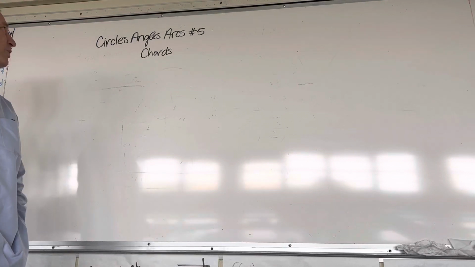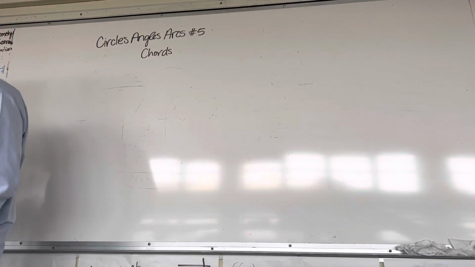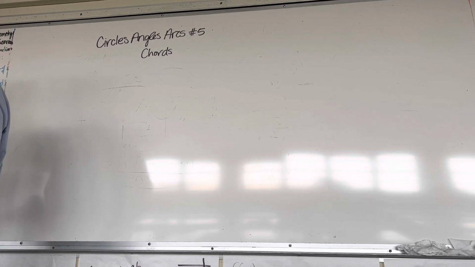All right, so this is circles, angles, arcs number 5. It's the 5th lesson in the unit on circles, angles, arcs. This one is on chords. Everybody say chords. Chords. Now, if you had to spell it, how would you spell chords?